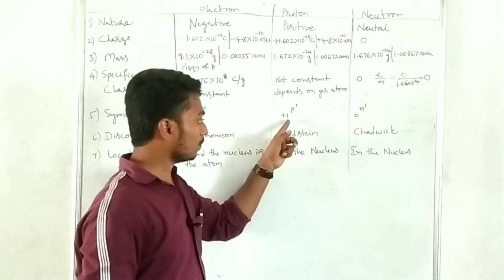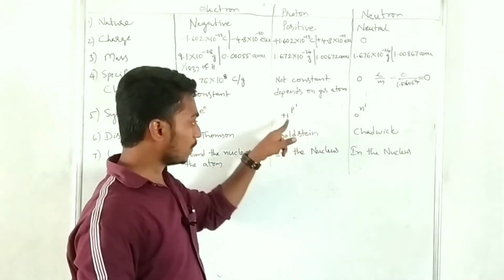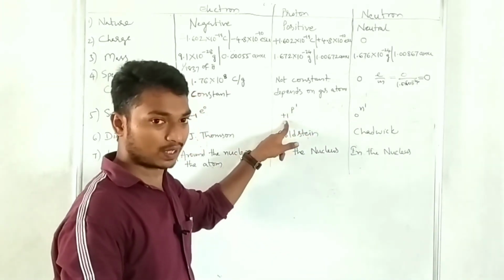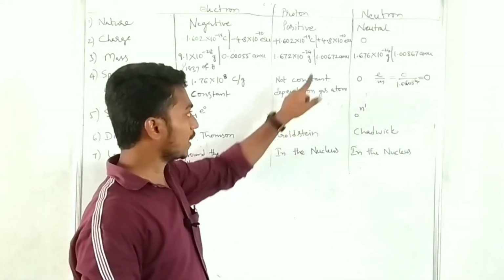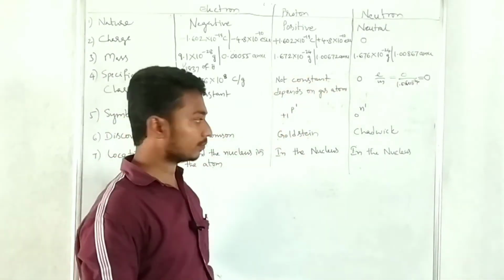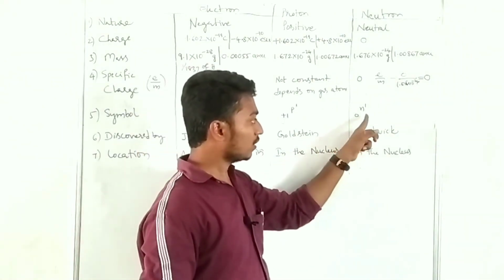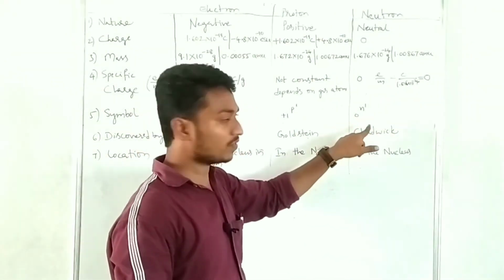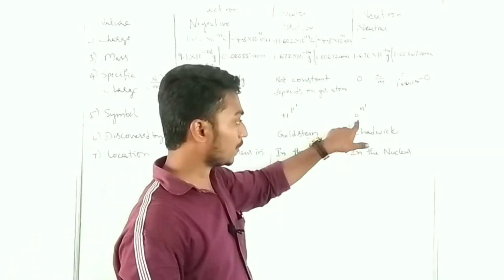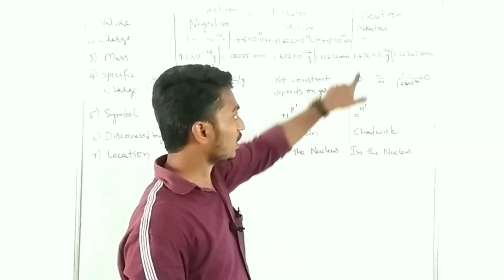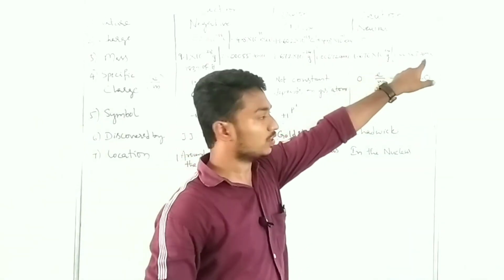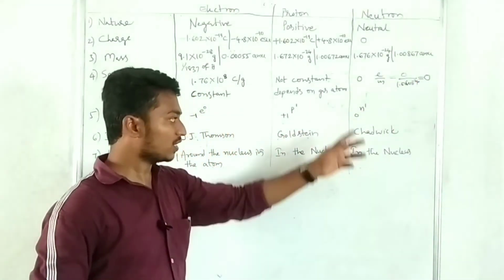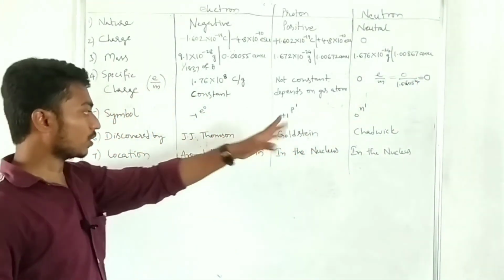For the proton, plus 1, 1. Here plus 1 represents the charge of the proton, and 1 represents the mass of the proton, 1 AMU of mass. And the neutron is represented as 0, 1. Here 0 represents the charge of the neutron. The neutron charge is 0 and the neutron mass is 1, about 1.00 something. So these are the symbols for electrons, protons and neutrons.